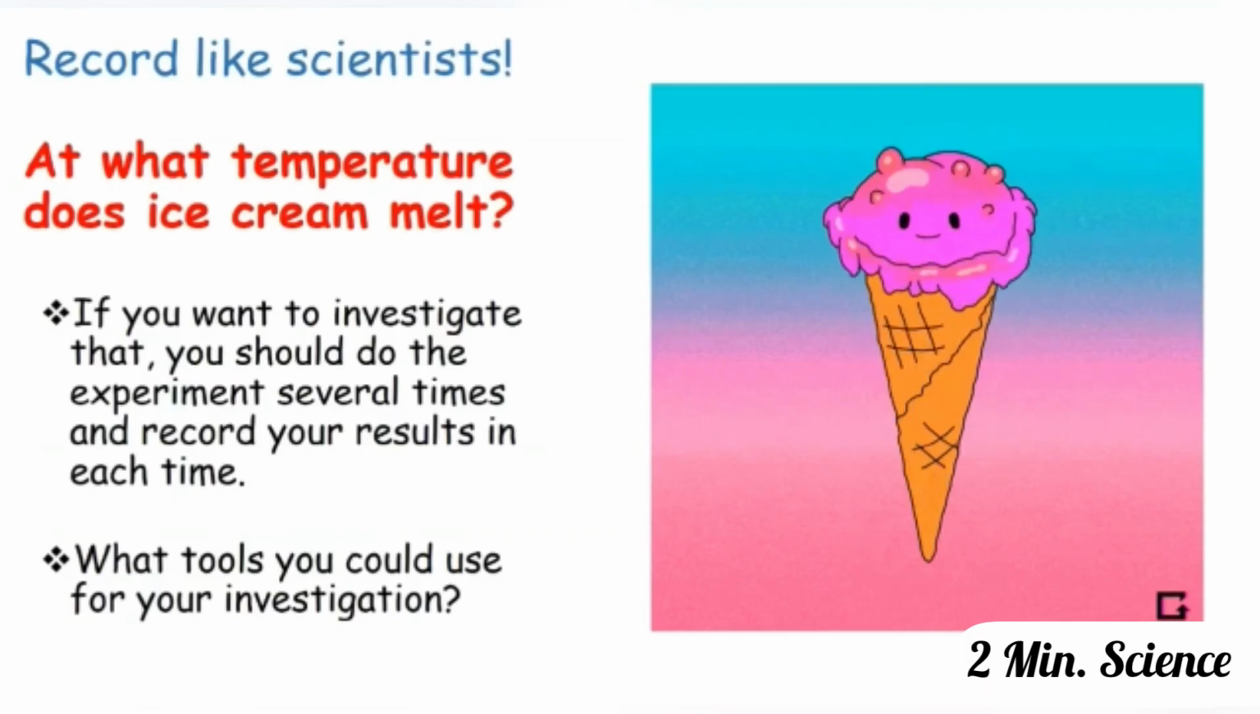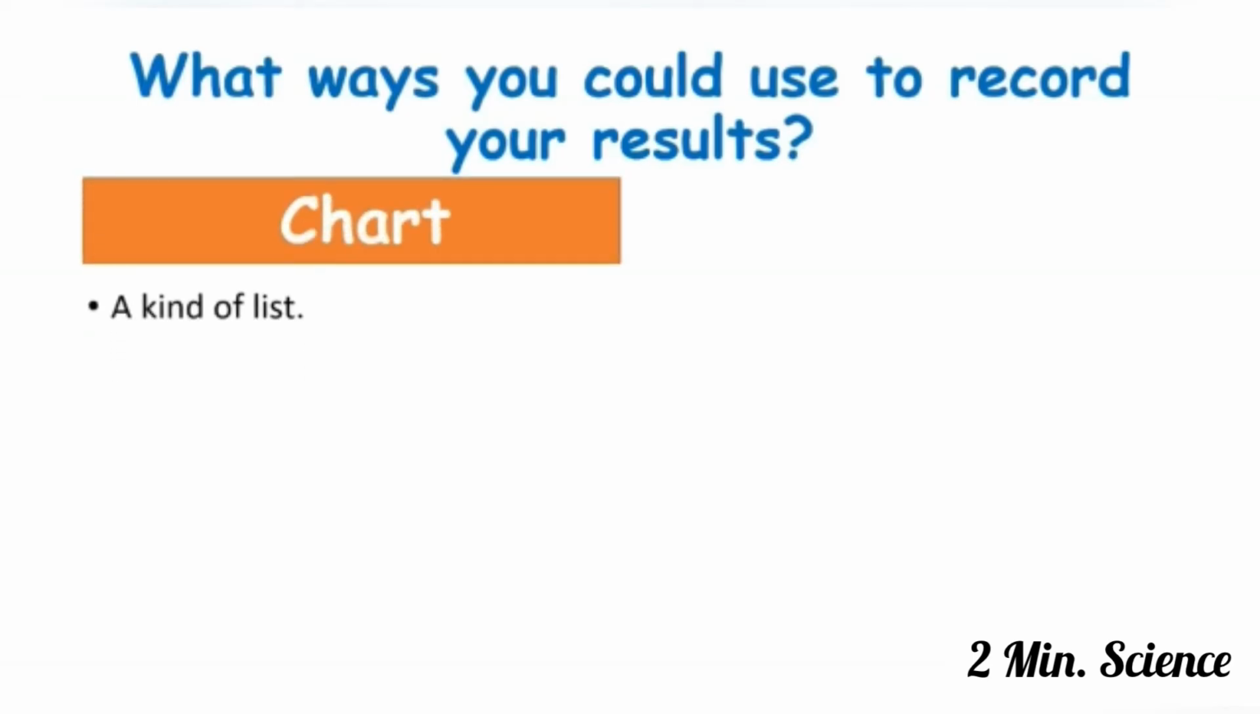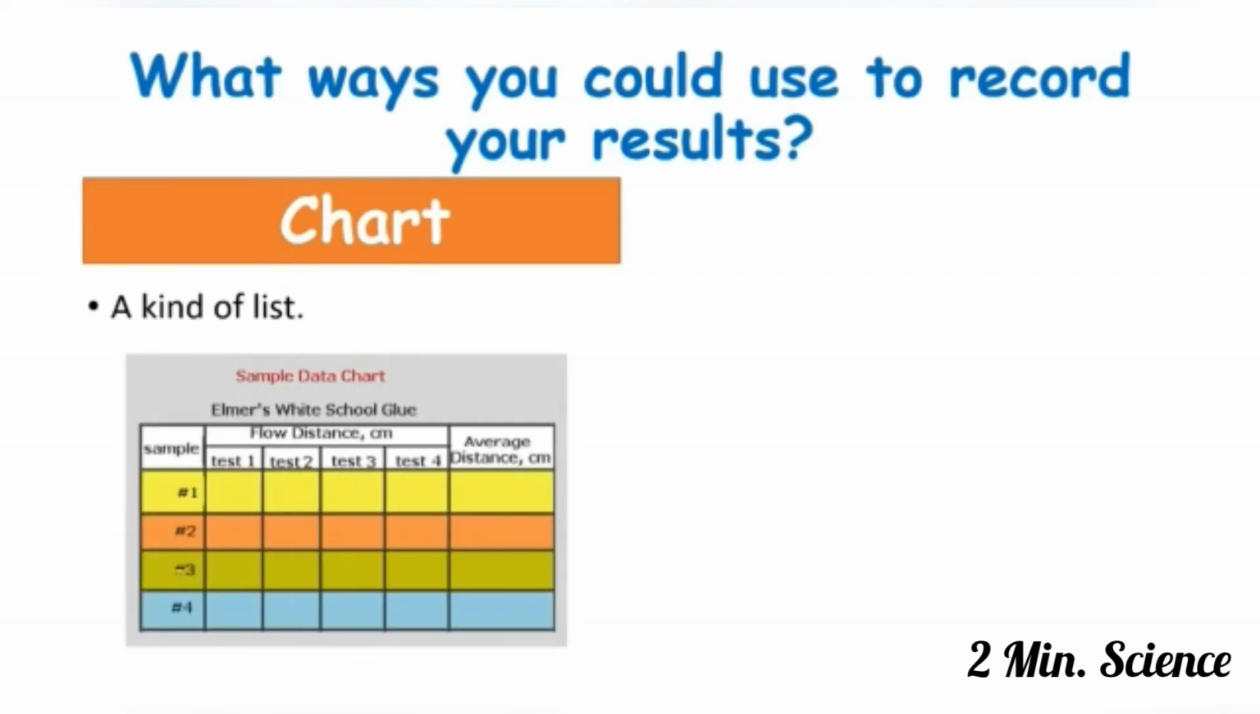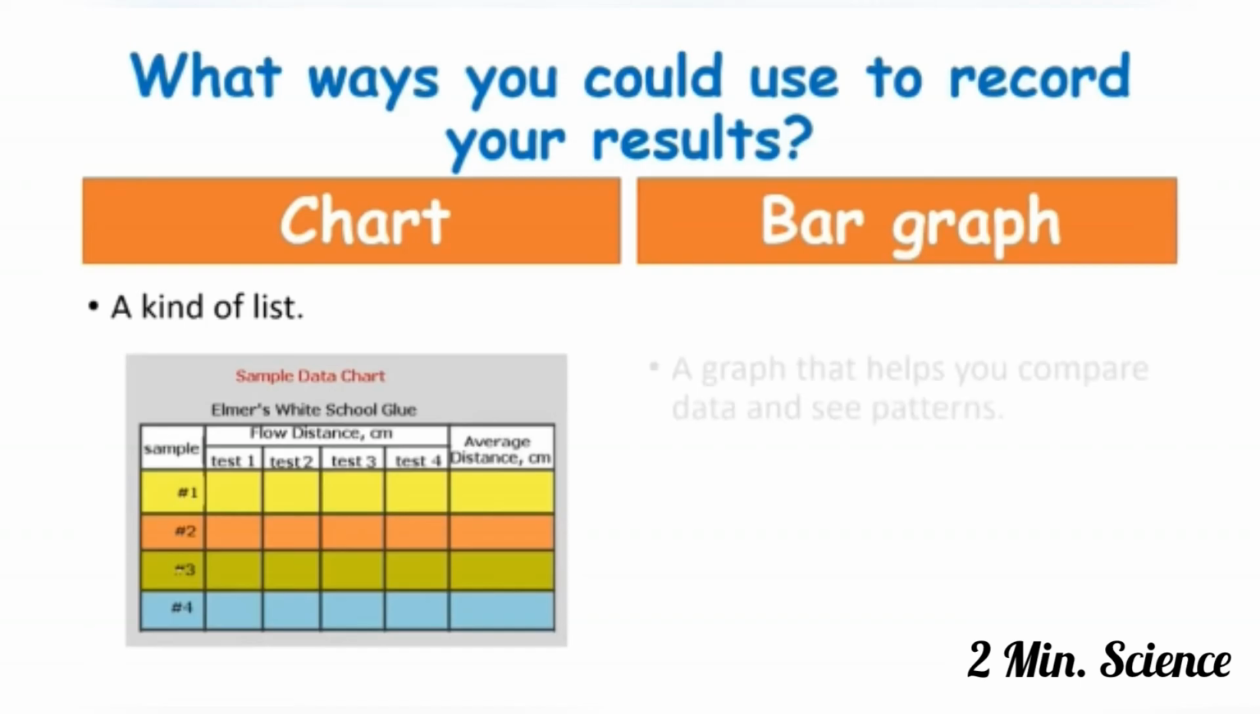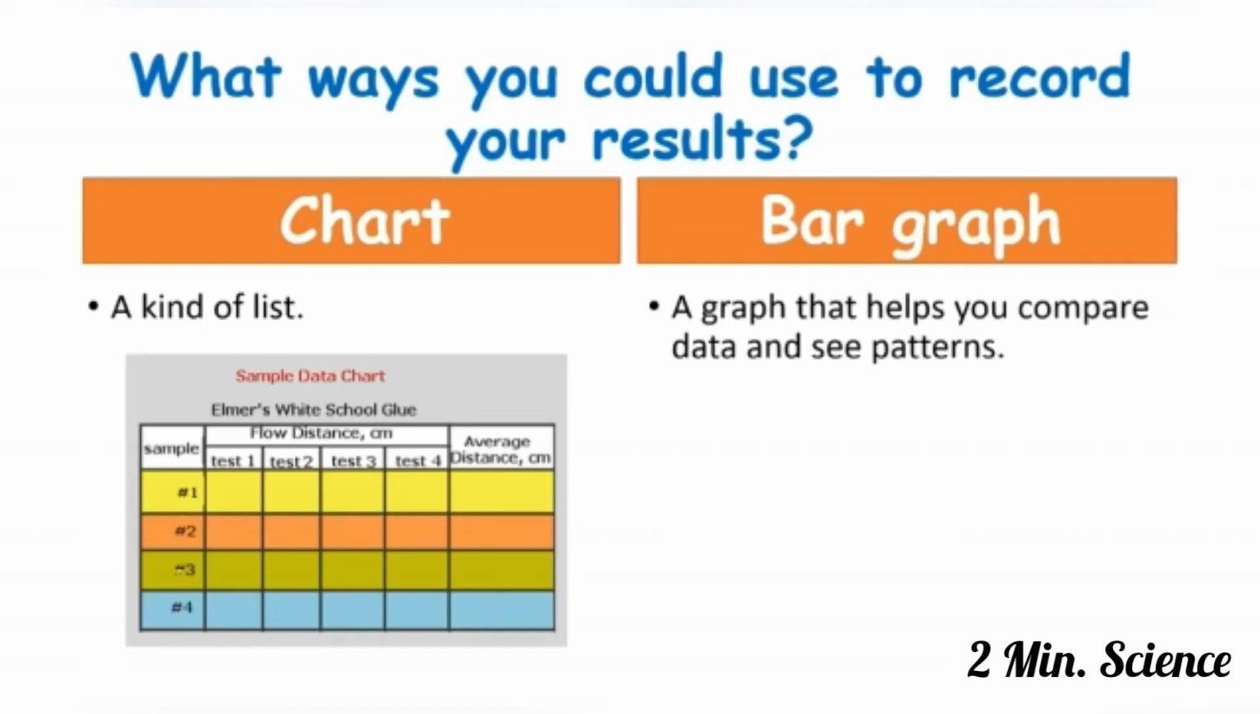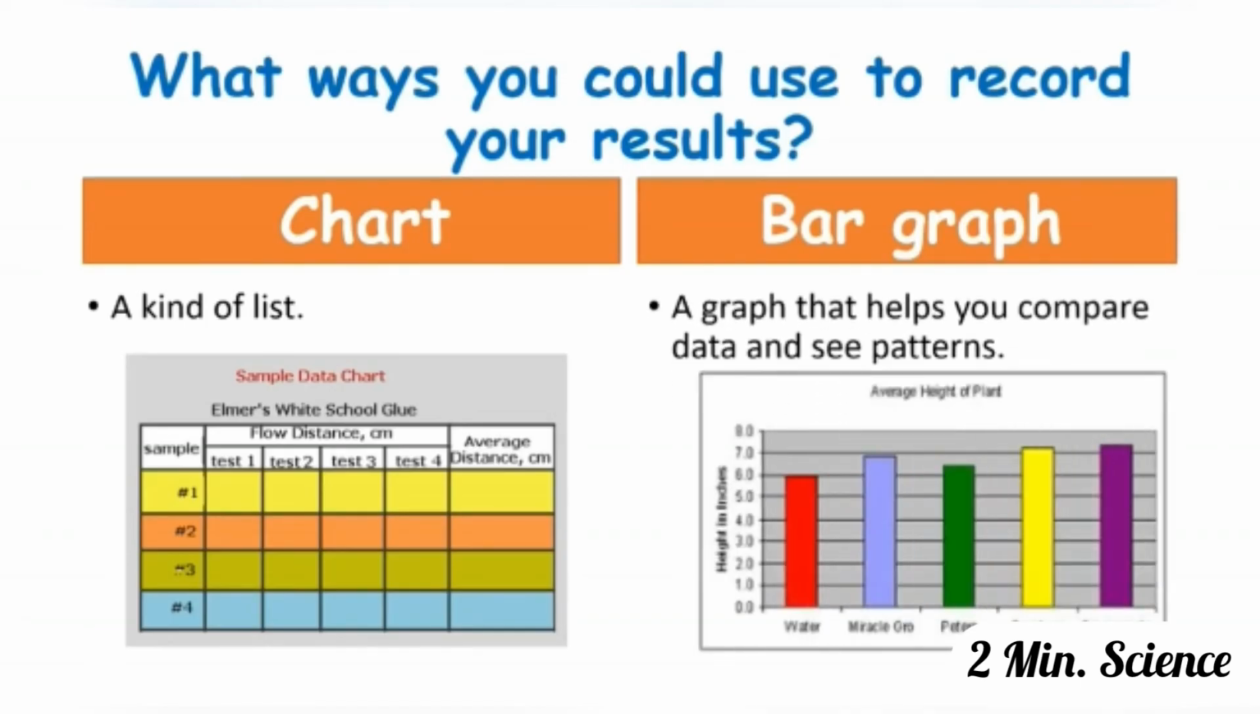What tools could you use for your investigation? Think for an answer. Now, what ways could you use to record your results? You could use a chart. It's a kind of list. And you can use a bar graph. It's a graph that helps you compare data and see patterns. You can do both on your computer or in your notebook.